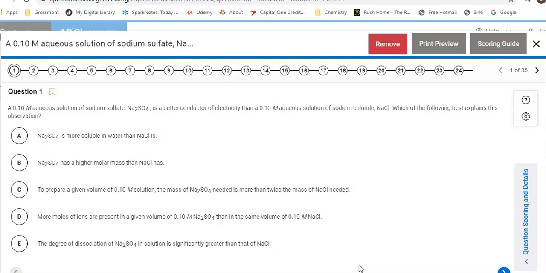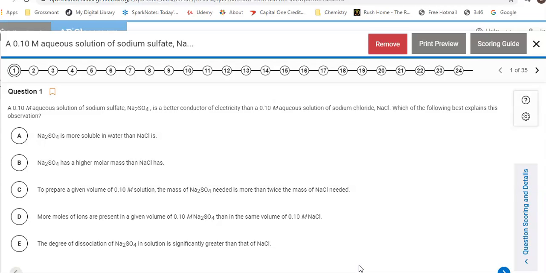A 0.10 molar, remember molar means moles per liter. It's a measure of concentration of a solution. How many moles of the solute you have per liter of the solution. Sodium sulfate is a better conductor of electricity than 0.1 molar solution of sodium chloride, NaCl. Which of the following best explains the observation?